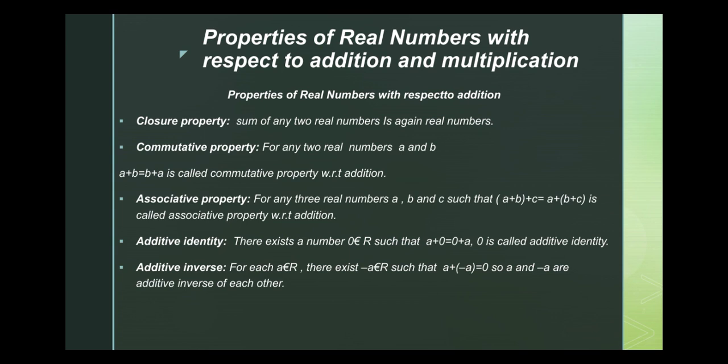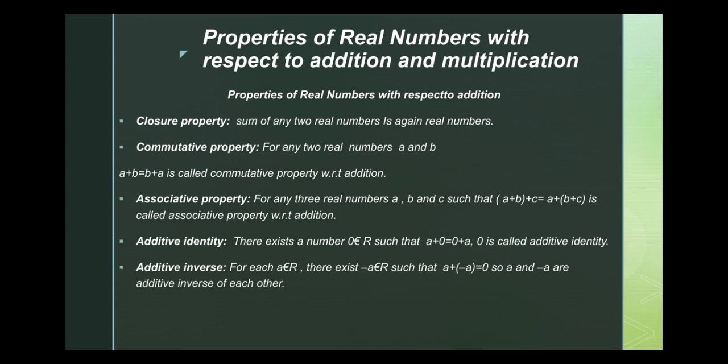Properties of real numbers with respect to addition and multiplication. Properties with respect to addition. Closure property: the sum of any two real numbers is again a real number. Commutative property: for any two real numbers a and b, a plus b is equal to b plus a. Associative property: for any three real numbers a, b and c, a plus b plus c equals a plus b plus c, grouped in either way.